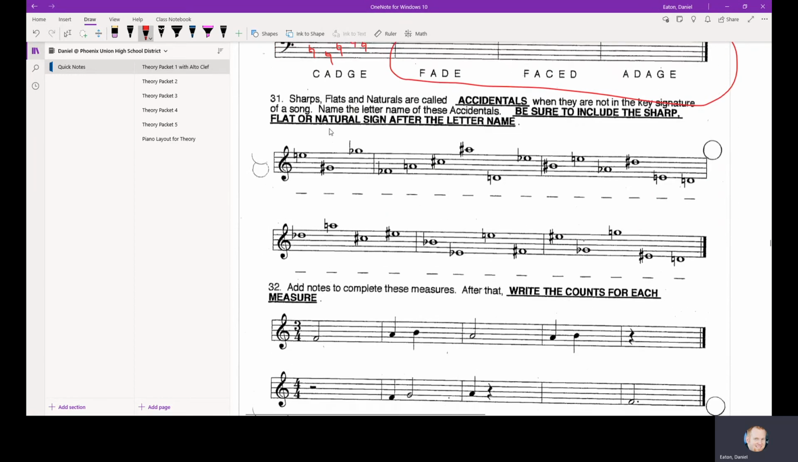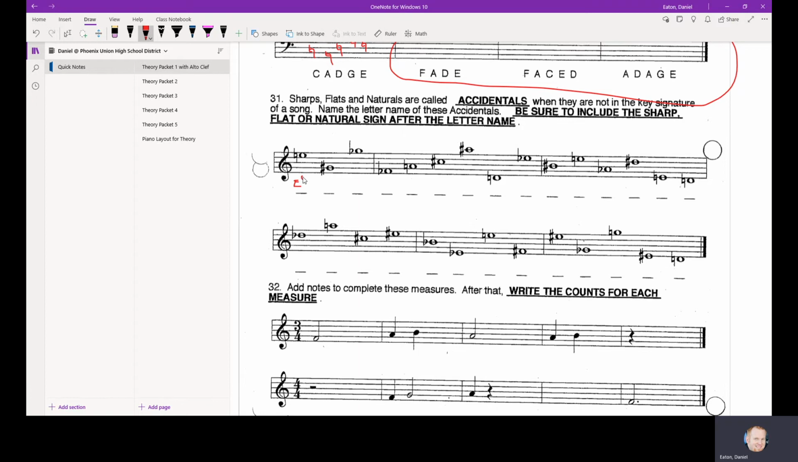All right, sharps, flats, and naturals are called accidentals when they are not in the key signature of a song. Name the letter name of these accidentals. Be sure to include the sharp, flat, or natural sign after the letter name. So now we're kind of mixing them all up. Ready? Treble clef, faces the space.